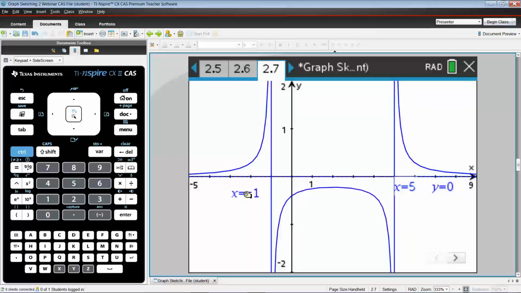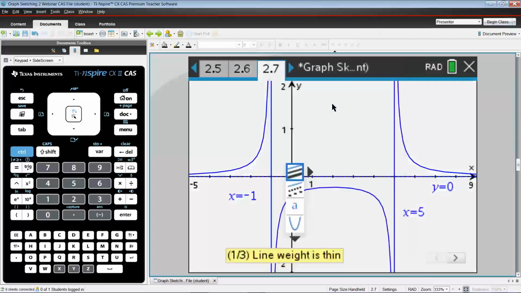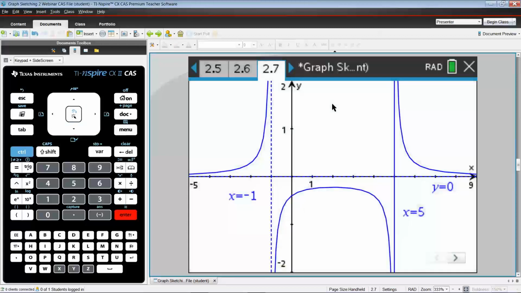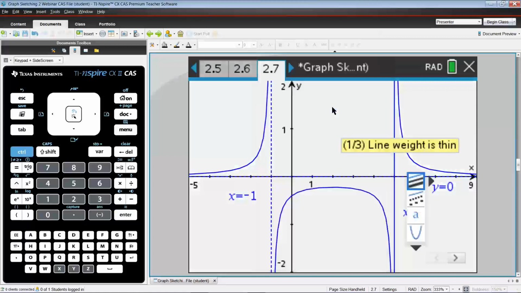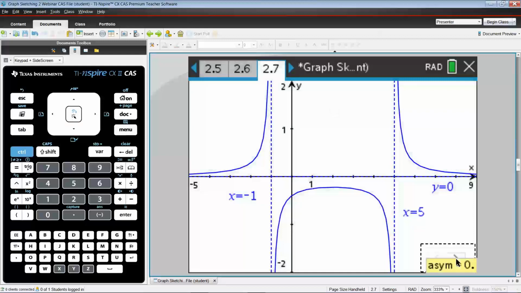Okay, so of course the question you might be asking right now is how do you get them dashed? Well, the way to do that is to change the attributes. So I'm going to right-click that, number 3 for attributes, and then go down and then press right a couple of times to get dashed. So that's one of the attributes of that line. Similarly, I'm going to repeat that same procedure, attributes, and then I get that over there. Of course, I've got a little tooltip over here as well that also shows me the asymptotes from left to right. So that's what the graph looks like with all asymptotes sketched in.